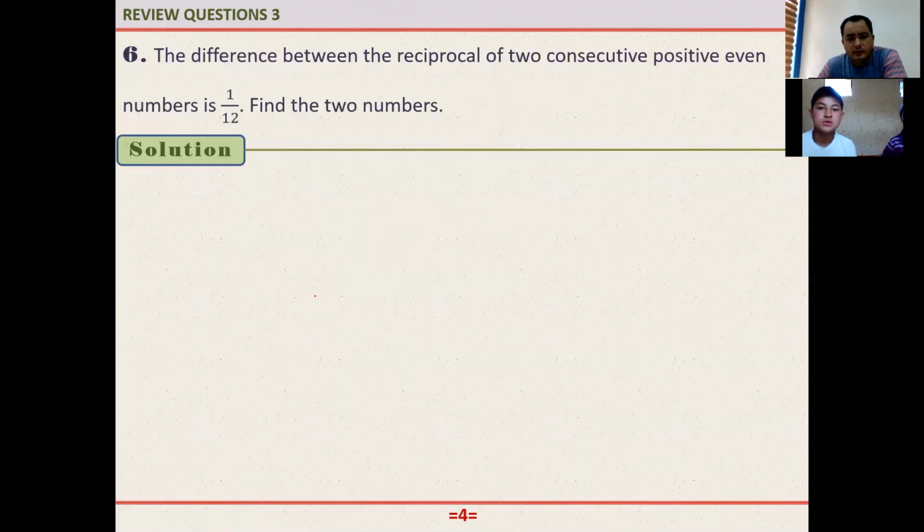The difference between two reciprocals of two consecutive positive even numbers is 1 over 12. Find the two numbers. So the difference between the reciprocals of two consecutive positive even numbers.